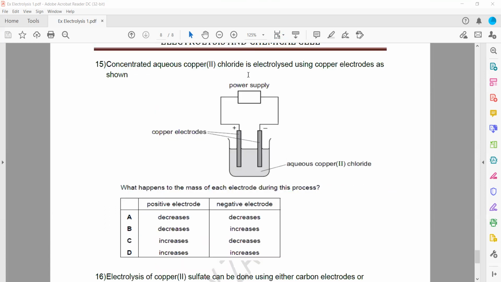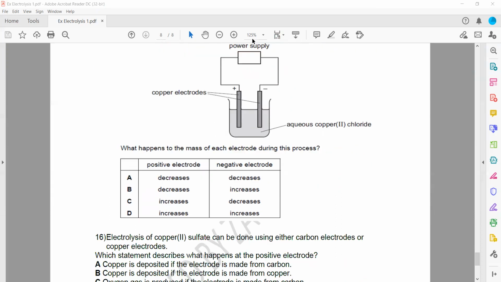So copper(II) chloride is the electrolyte using copper electrodes. So if you use copper electrodes, because the copper ions in the solution move towards the cathode, they will stick, and the size of the cathode, the negative terminal, increases. And to compensate, copper atoms will turn into copper ions. So the size of the positive terminal will decrease. So the positive electrode size will decrease, and the negative one will increase. So B will be the right answer.